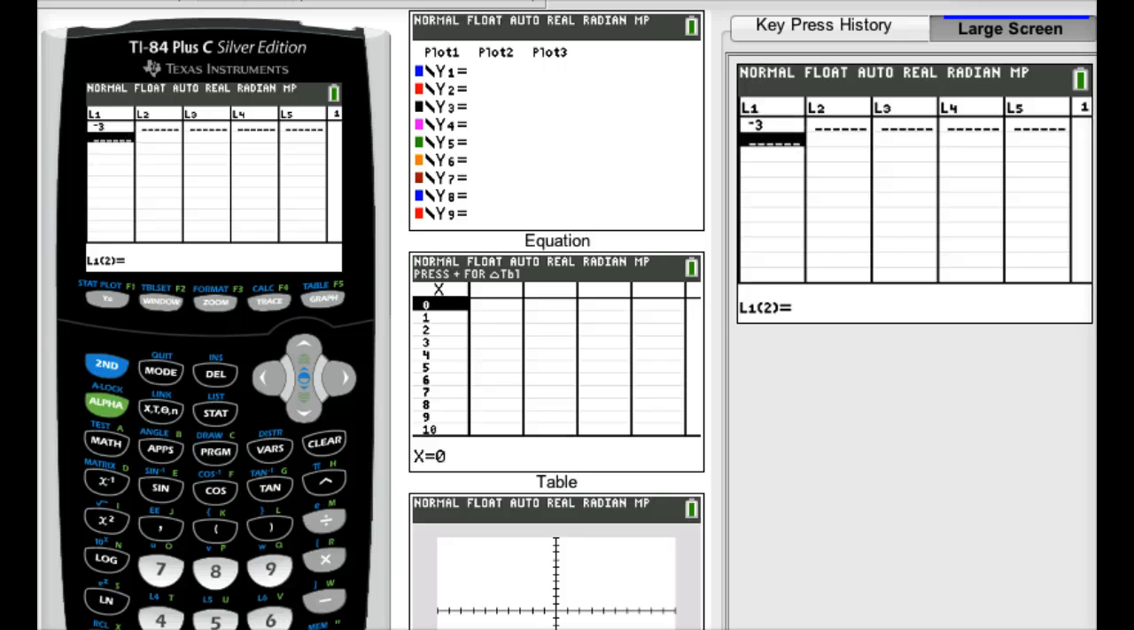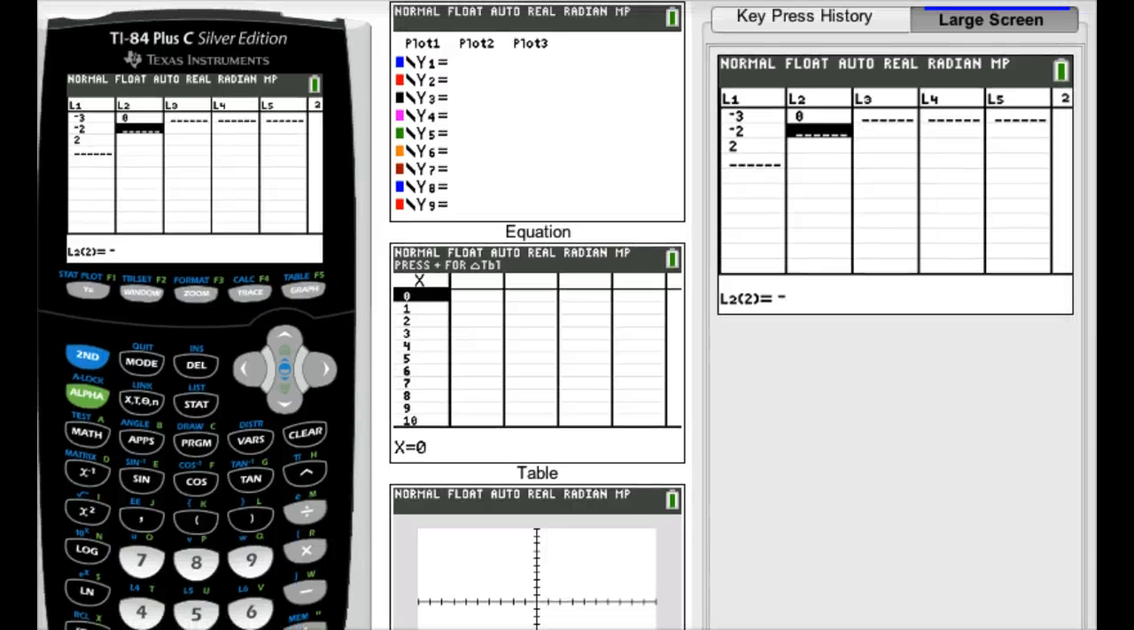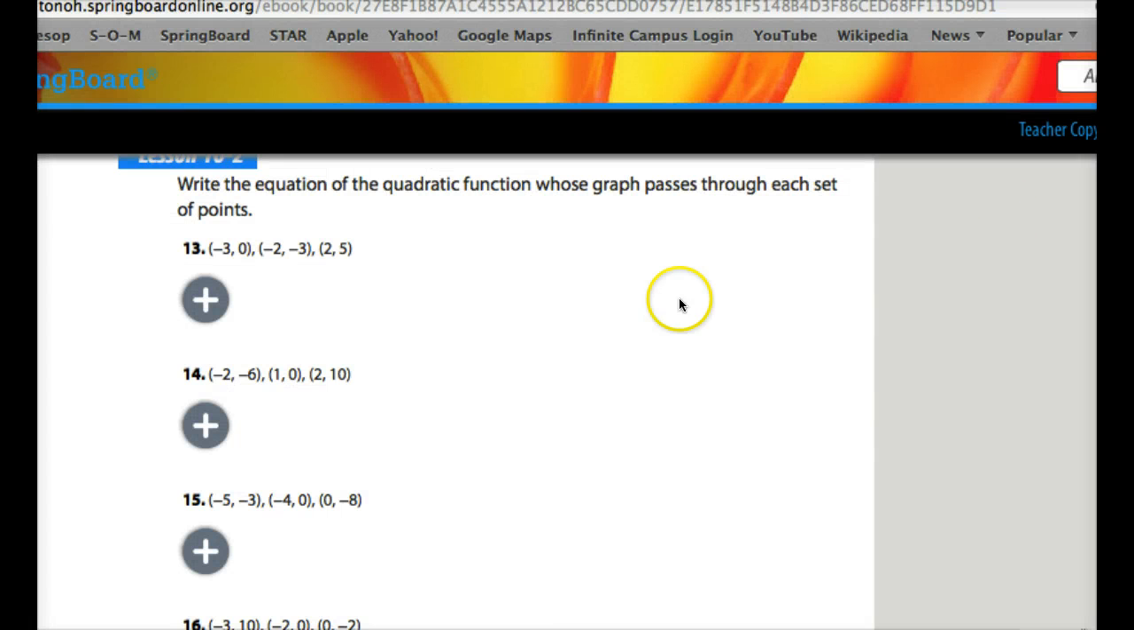So the x coordinates of the points on number 13, I have -3, so enter. Then -2, enter for the second x coordinate, and then 2, enter. So then I go to the y coordinates. In list 2, the corresponding y coordinate with -3 was 0. With -2, it was -3. And then 2 had 5. So I've got all 3 of my points exactly how they appear here in the list. So -3, 0, -2, -3, 2, 5.